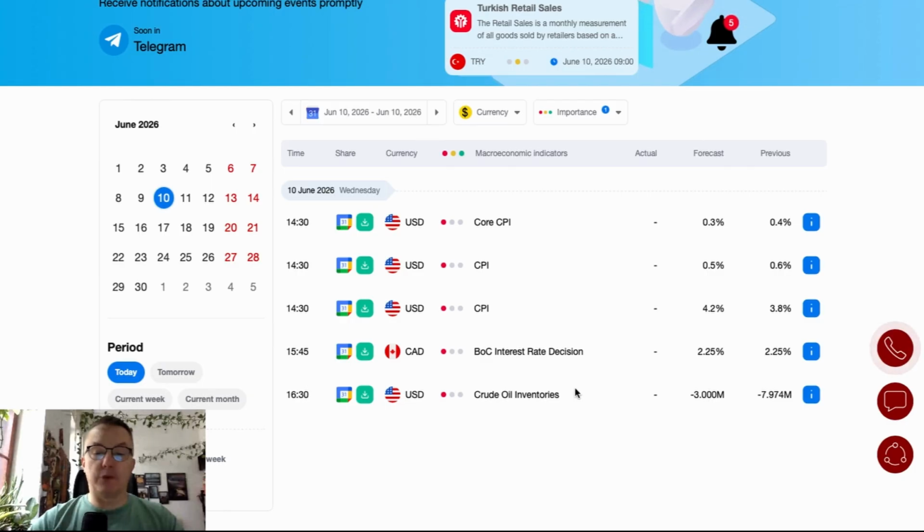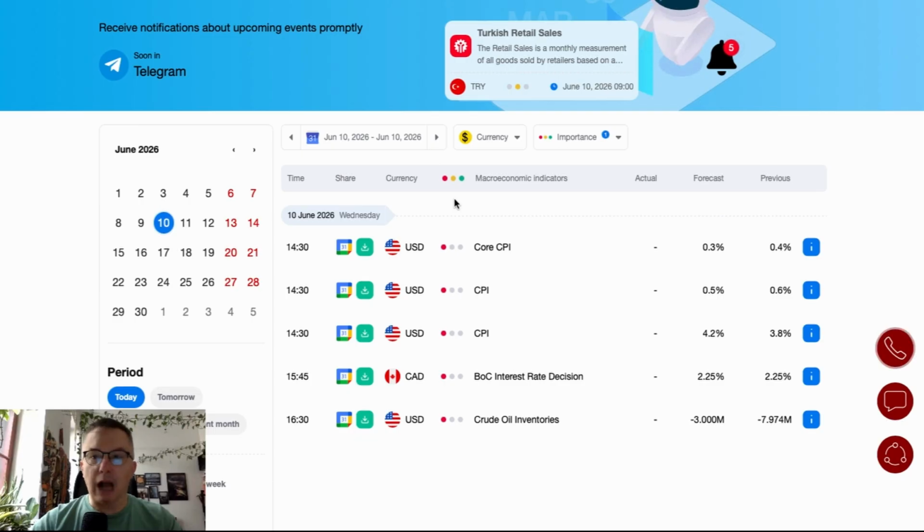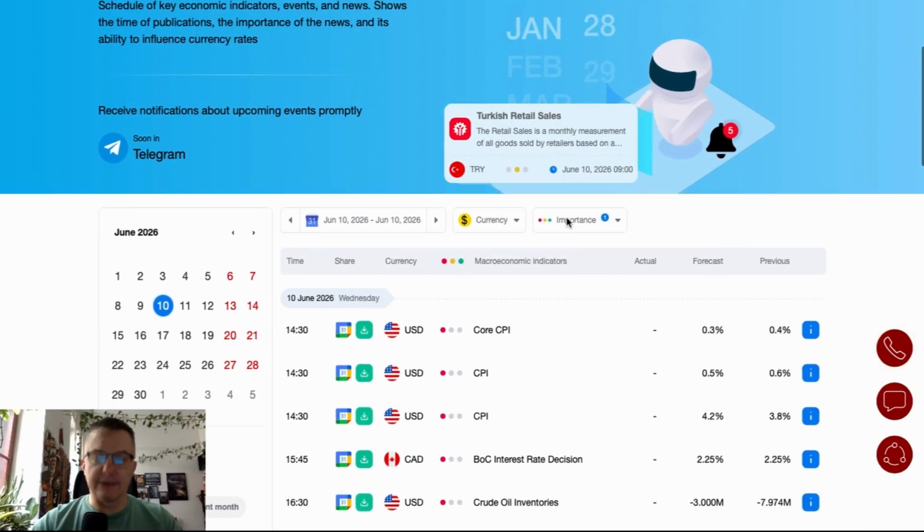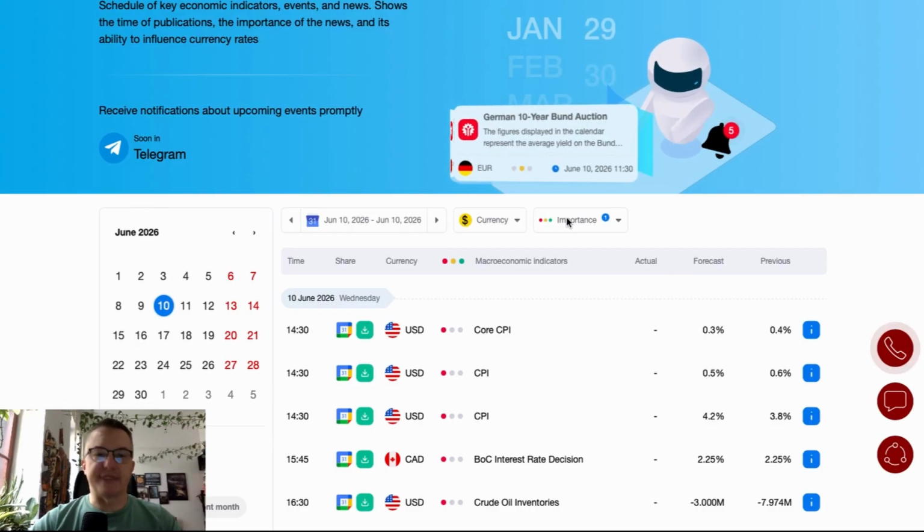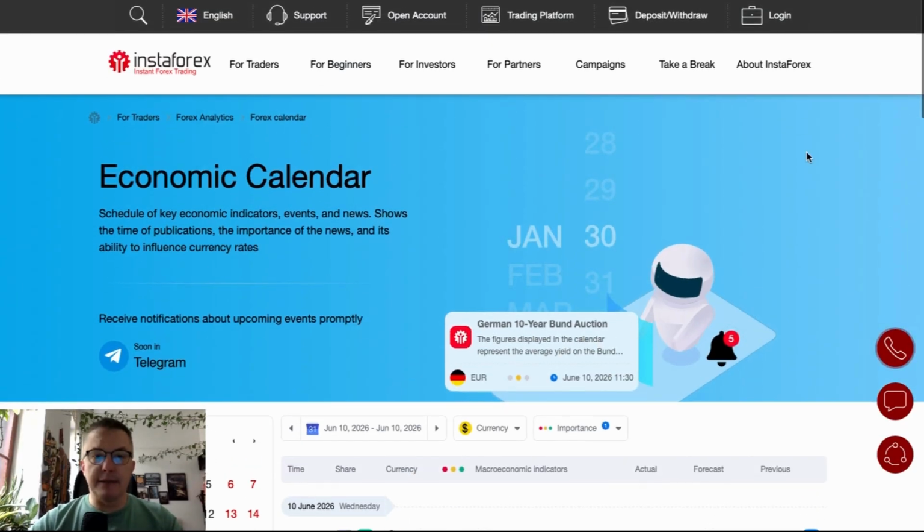At 4:30, we got crude oil inventories from the USA, and this is the last important high volatility causing event that will happen today. So please stay focused, stay vigilant during the news release hour, and as usual, stay focused 15, 20, half hour, 1 hour after the news release, because the volatility might increase substantially. So that's about the high important data release for today.